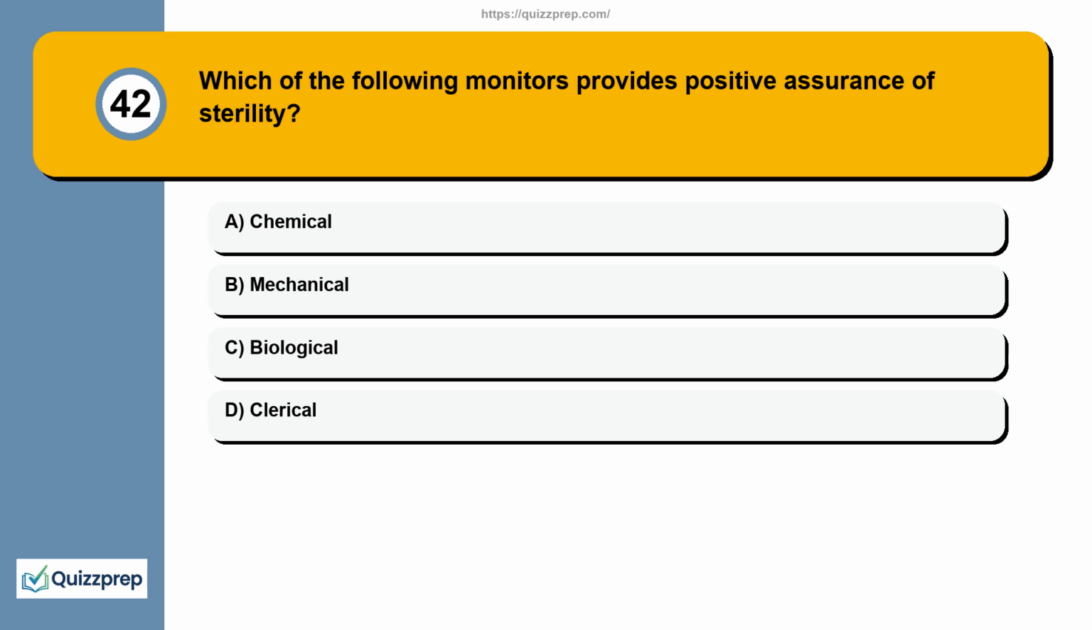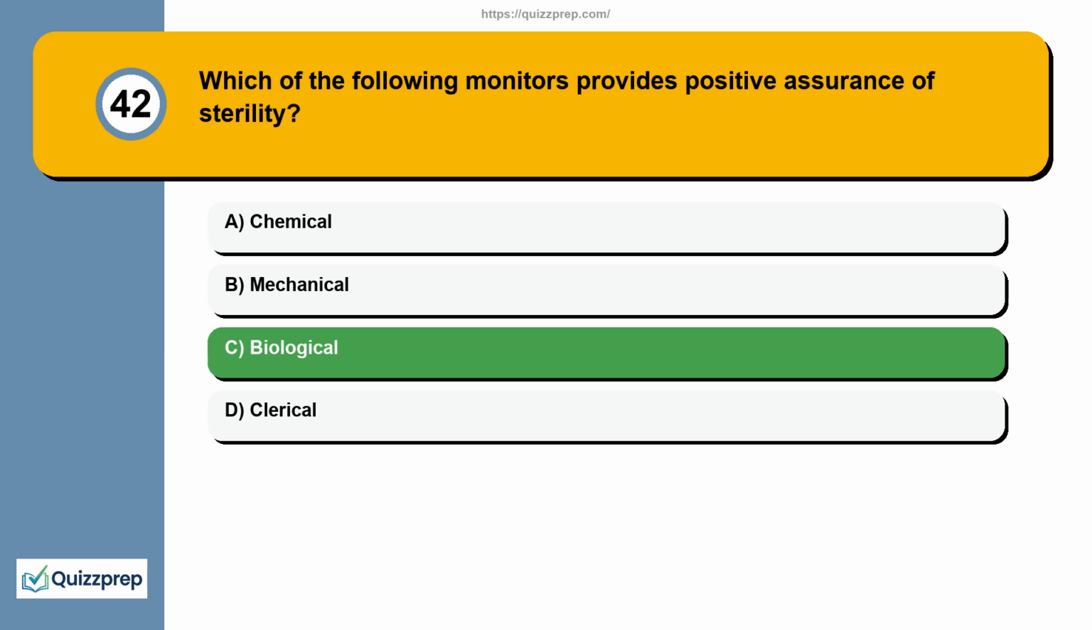Question 42. Which of the following monitors provides positive assurance of sterility? Option A, chemical. Option B, mechanical. Option C, biological. Option D, clerical. The correct answer is option C, biological.